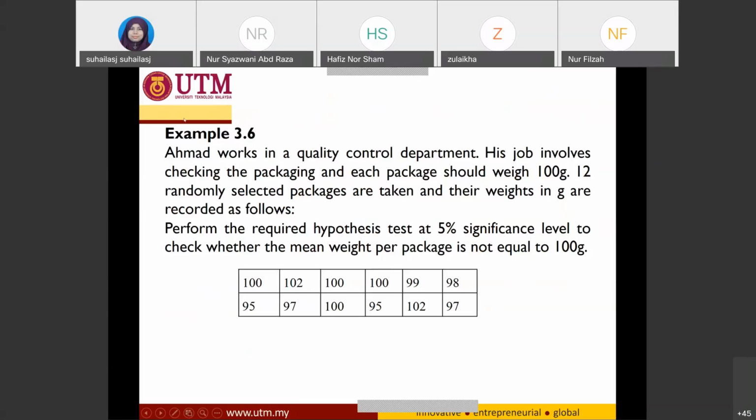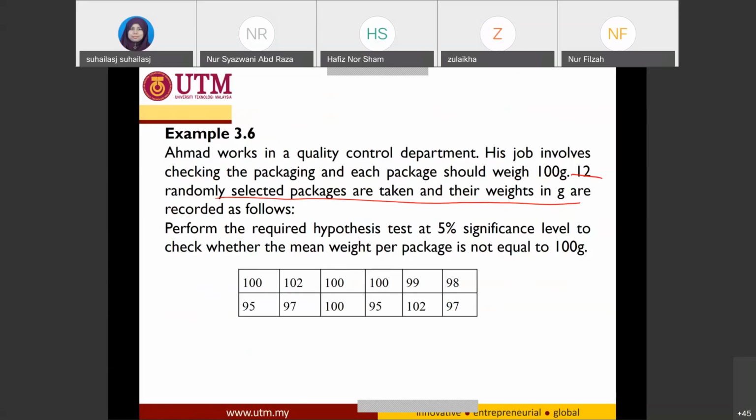Okay, so here it says Ahmad works in a quality control department. His job involves checking the packages, and each package should weigh 100 gram. 12 randomly selected packages are taken and their weights are recorded as follows. Perform the required hypothesis test at 5% significance level.